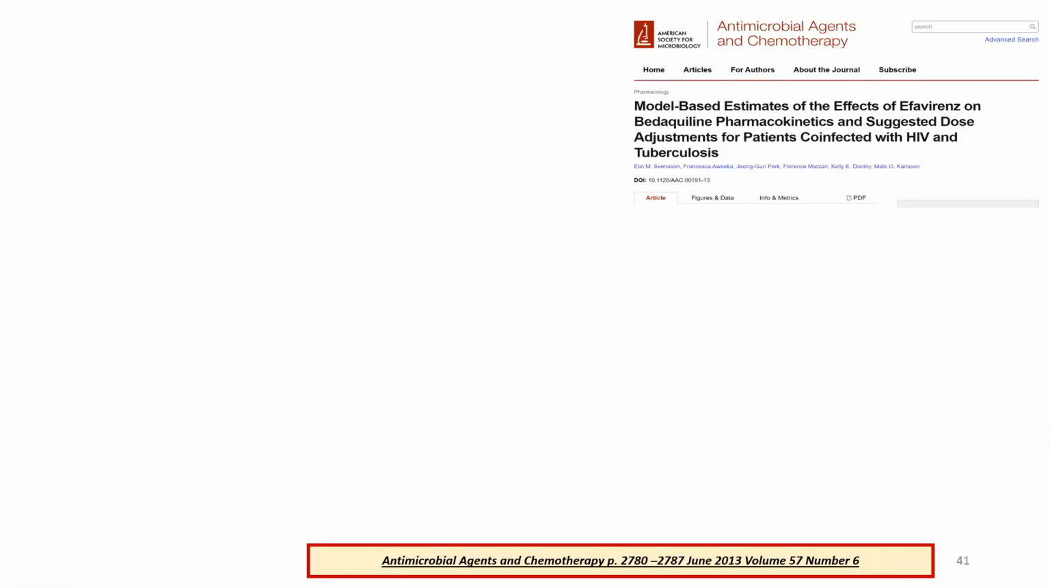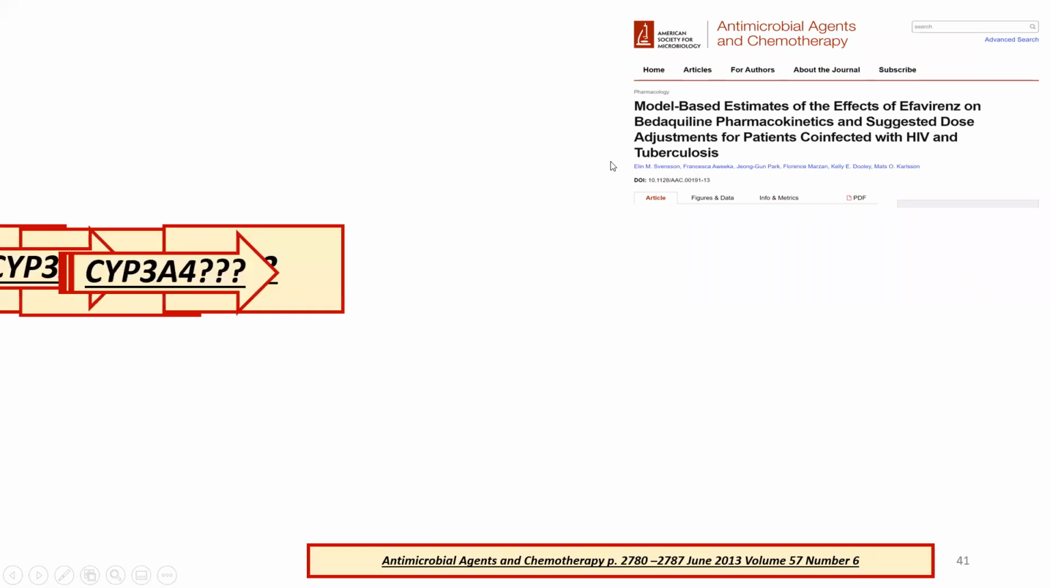Now, one of the journals was written by Elin M. Svensson and Francesca Wicha. It looks at the model-based estimate of the effects of efavirenz on bedaquiline pharmacokinetics and suggested dose adjustment for patients who are co-infected. So it looks at this in terms of patients co-infected with HIV and TB.